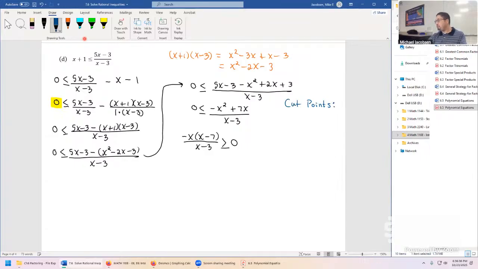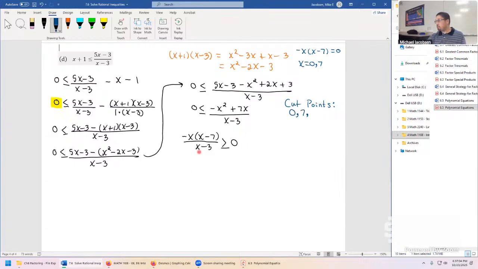The cut points are going to be, we first set the numerator equal to 0. Negative x times x minus 7 equals 0 is just a zero product property problem. One way we get this solved is if x is 0, or x could be a positive 7. So those are the two solutions right away for cut points, 0 and 7.